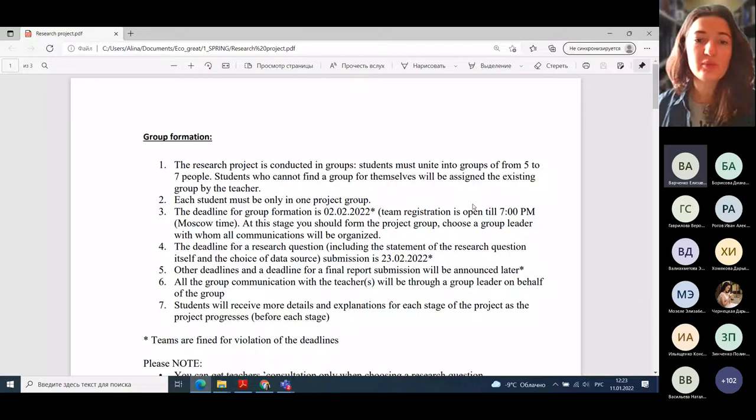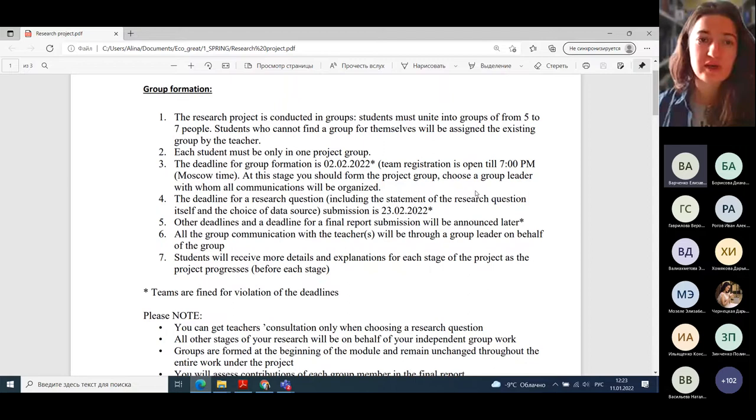Okay, I will upload this file today in the evening, the first part of this file. So here you can find the general information about the research project. The research project is conducted in groups, and you should find and form groups of no more than 7 people and no less than 5 people. How can you form this group? It's up to you.